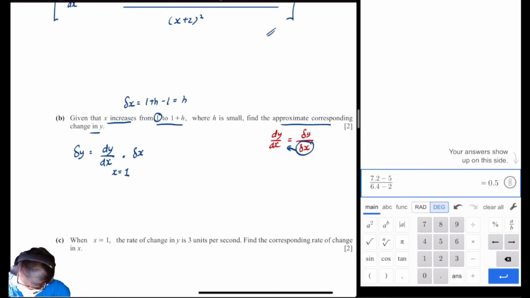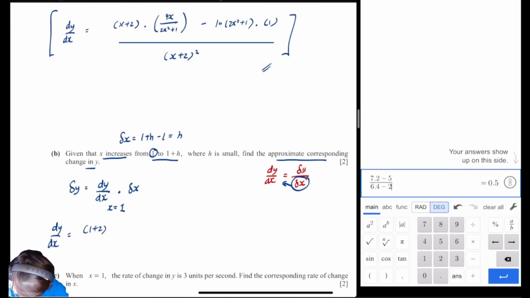So let's see, what do we have? dy over dx is equal to (1 plus 2), and then 4 over 3 minus ln 3, divided by 3 squared. Let's see what we have here. So 3, basically we can cancel that out.